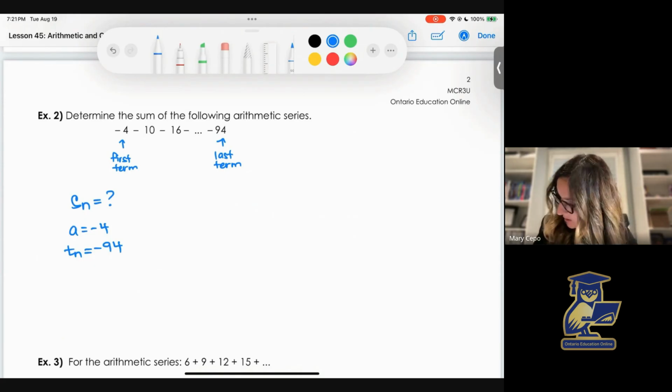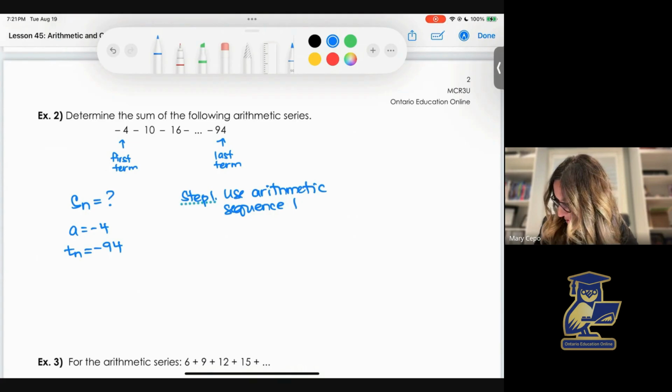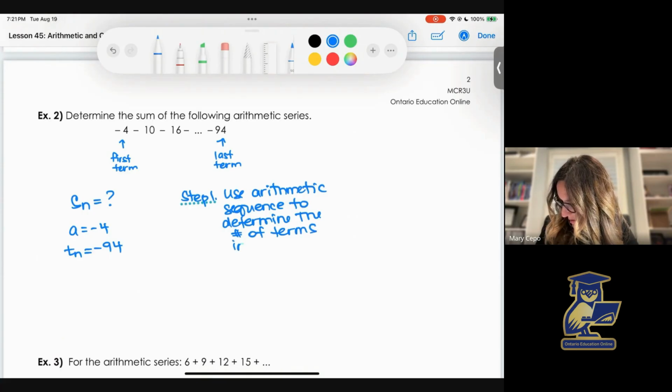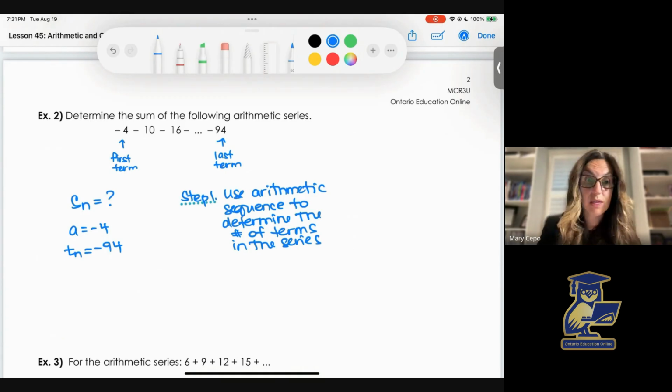We know, again, we're going to use step 1: use the arithmetic sequence to determine the number of terms in the series. We need that first, otherwise we can't figure out the sum of the following arithmetic series.